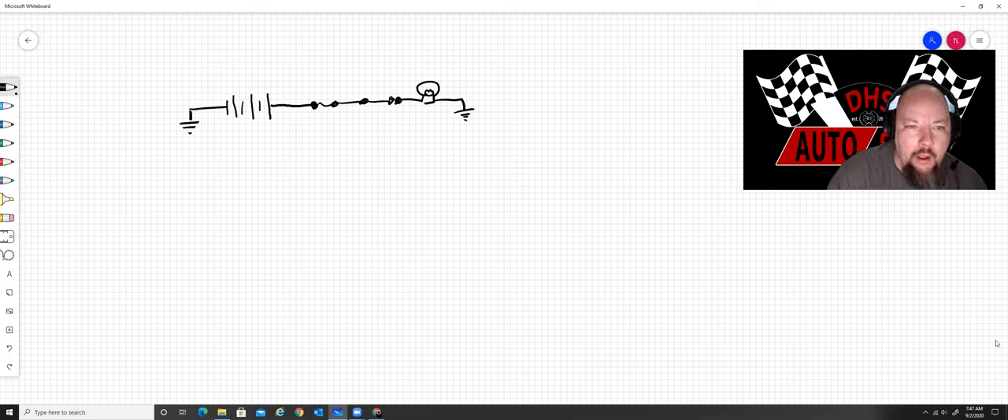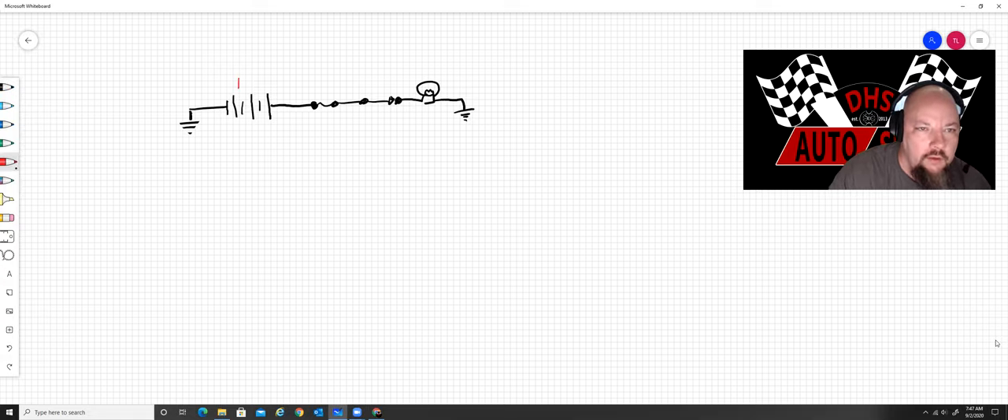Okay, so I have a power source, I have a wire, conducting path, fuse, more wire, switch, more wire, light, more wire. My ground is equal. This is, like I've mentioned before, the same electrically. This keeps us from having to draw more lines and making the whole thing busier than it needs to be.